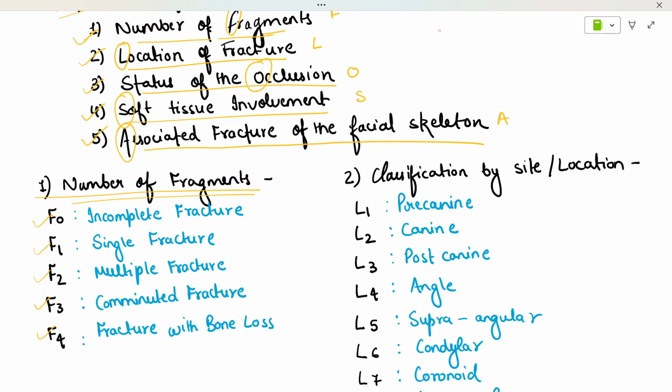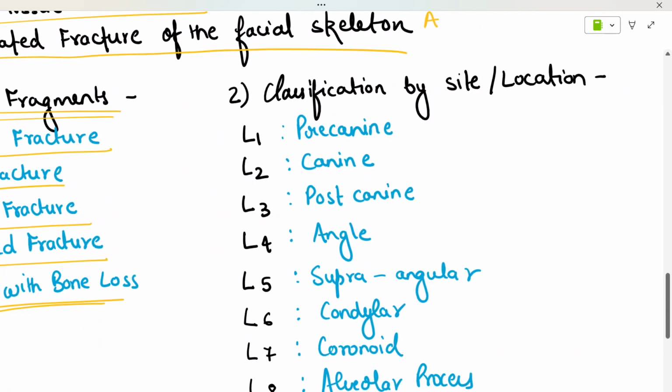So number of fragments, meaning how many fragments are formed after the fracture, okay? F0 means incomplete fracture, like the fracture is not complete, so two particular parts have not separated. F1 is the single fracture, F2 is the multiple fracture, and F3 is the comminuted fracture. F4 is the fracture with the bone loss.